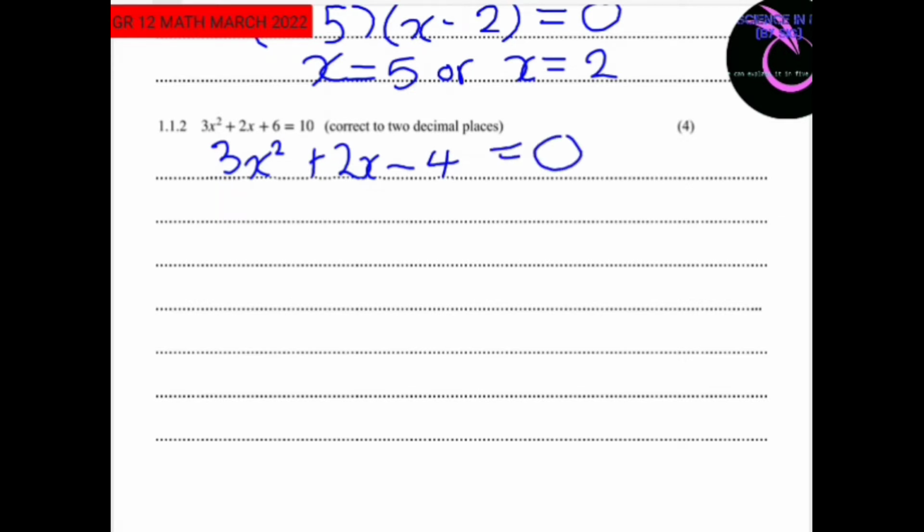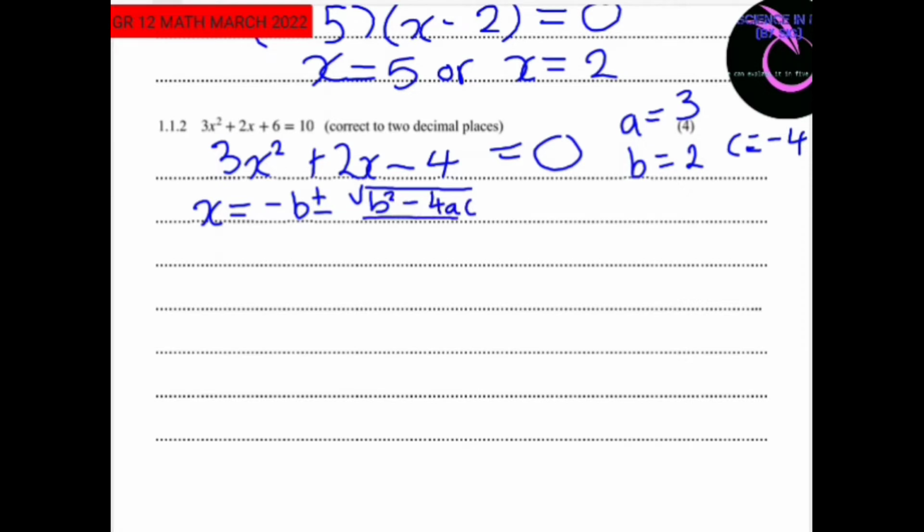From here now I can quickly write on the side what my a value is. A is 3. My b value is 2. My c value is now minus 4. So this is where the question was to try to catch you out, whether you can see that c is actually minus 4. Then let's go to the quadratic formula. x equals minus b plus or minus the square root of b squared minus 4ac, all over 2a.